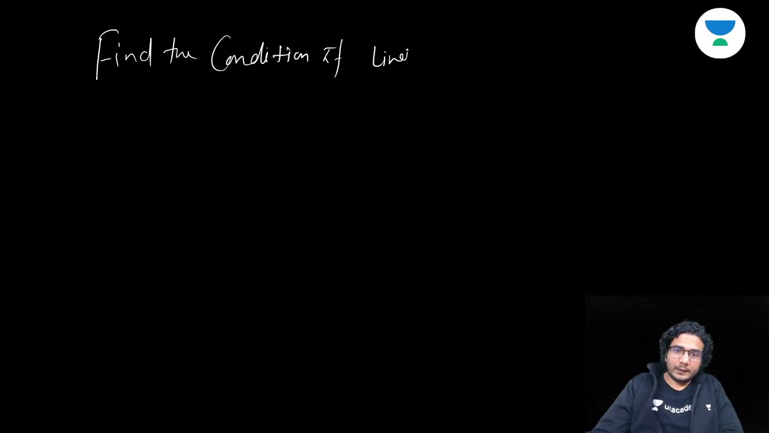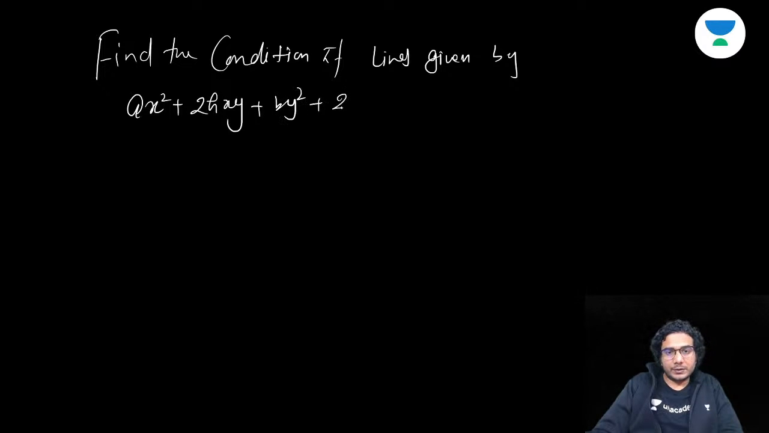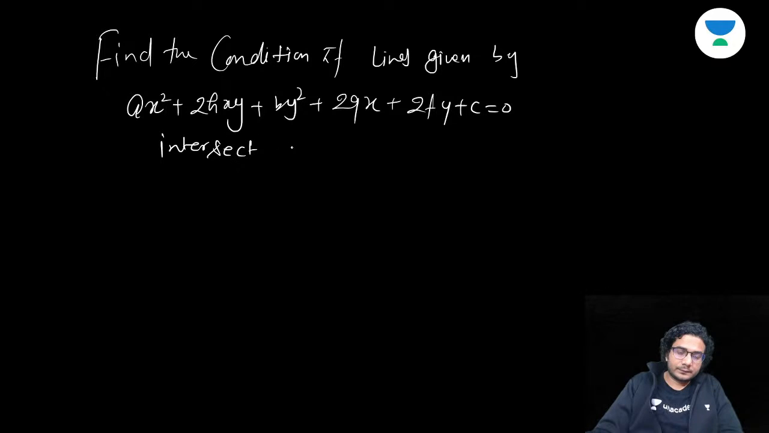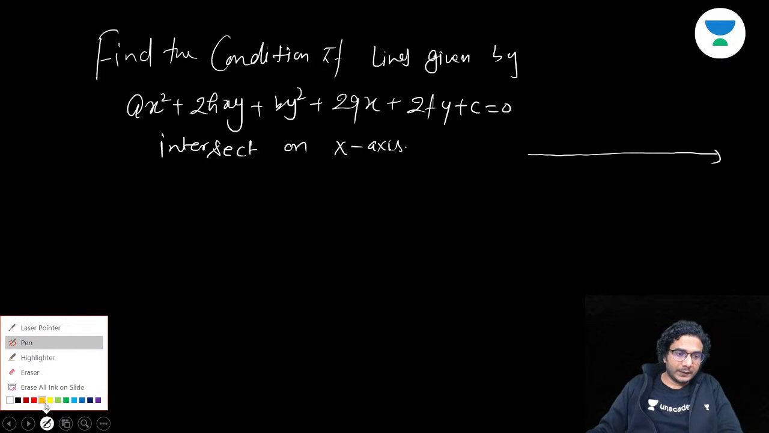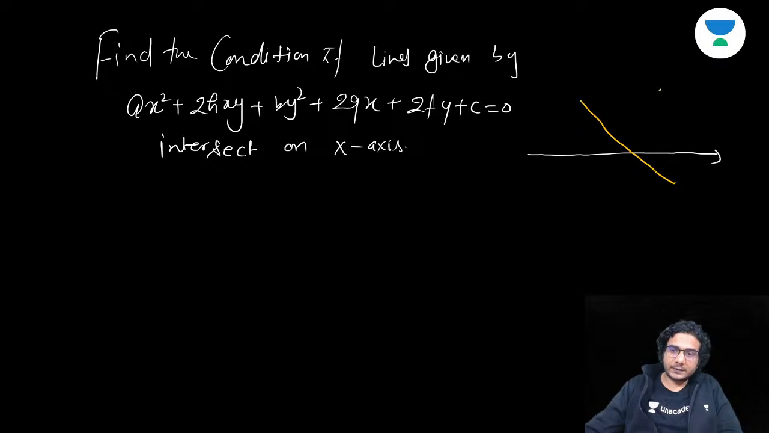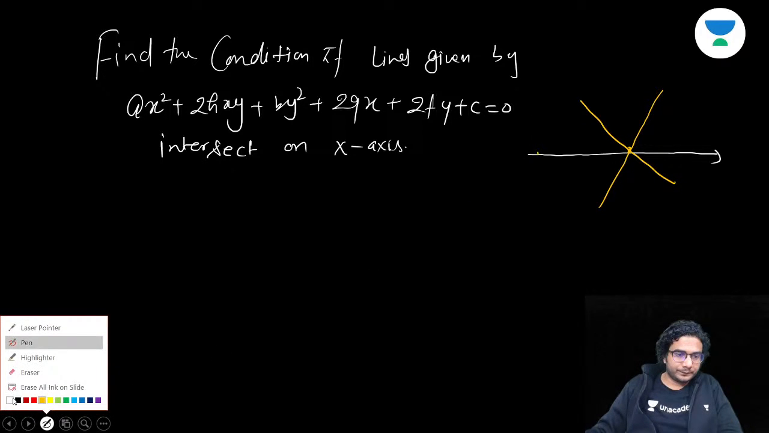Find the condition if lines given by ax square plus 2hxy plus by square plus 2gx plus 2fy plus c is equal to 0 intersect on x-axis. So lines are intersecting on x-axis like this. So this is x-axis. That means the point of intersection is lying on x-axis. Like this. Understood the problem?